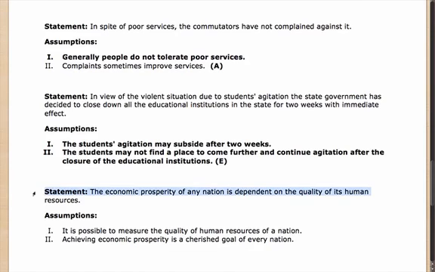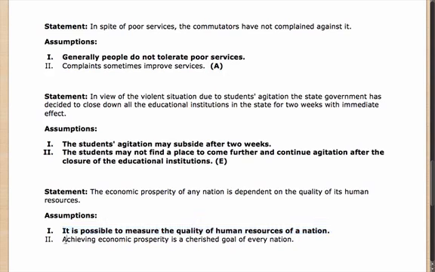Next statement says, the economic prosperity of any nation is dependent on the quality of its human resources. Okay. First assumption is it is possible to measure the quality of human resource. Well, if you can't even measure it, then how will you say that economic prosperity is dependent on it or not dependent on it? So, the fact that the economic prosperity is dependent and you can suggest anything about it, that itself implies that you can measure the quality of the human resources. So A is definitely an implicit assumption, the first one.